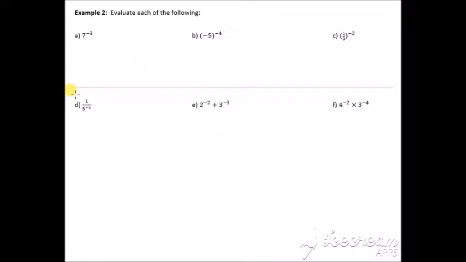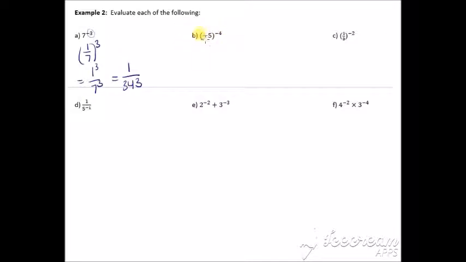Example 2. This time we're going to evaluate each of the following. So 7 to the negative 3. We can't evaluate an exponent when it's negative, so we flip the actual number. 7 becomes 1 over 7, and this is raised to the exponent 3. We know that this is also like saying 1 to the exponent 3 over 7 to the exponent 3. When we do 7 to the exponent 3, we get 343, and 1 to the 3 is just 1 still.